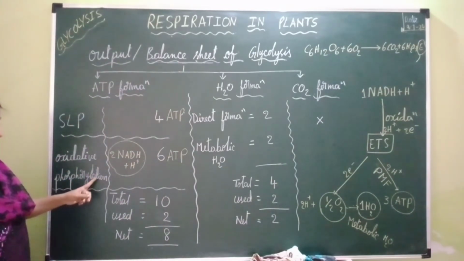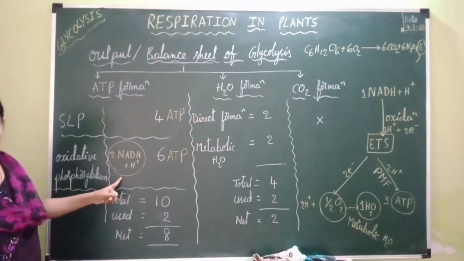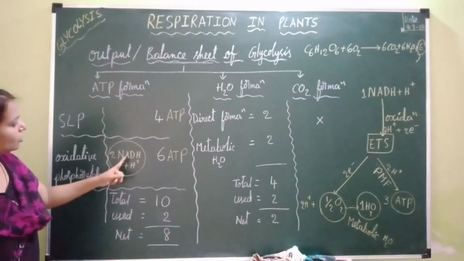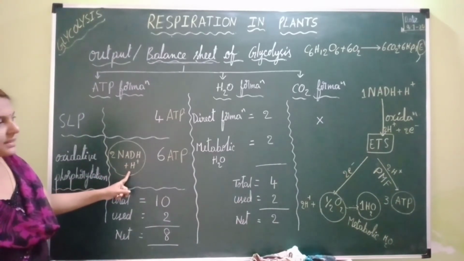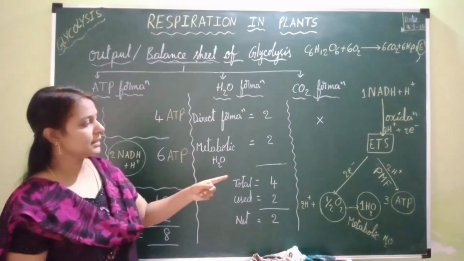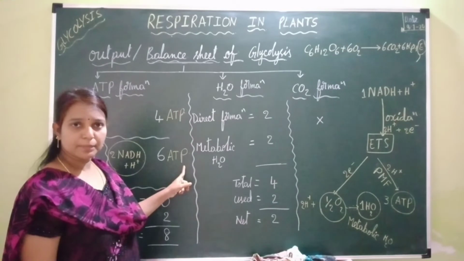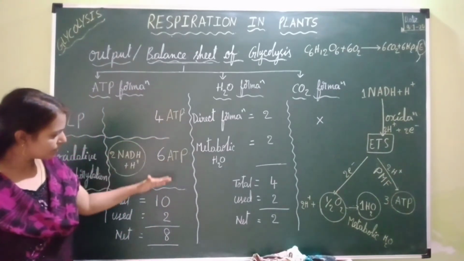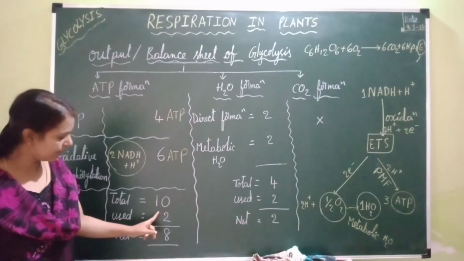So actually through glycolysis, how many NADH2s are formed? 2 NADH2s or 2 NADH plus H plus are formed. One molecule of NADH plus H plus forms how many ATPs? 3 ATPs. So totally how many ATPs are formed? 6 ATPs. So total number of ATPs formed through glycolysis are 10.